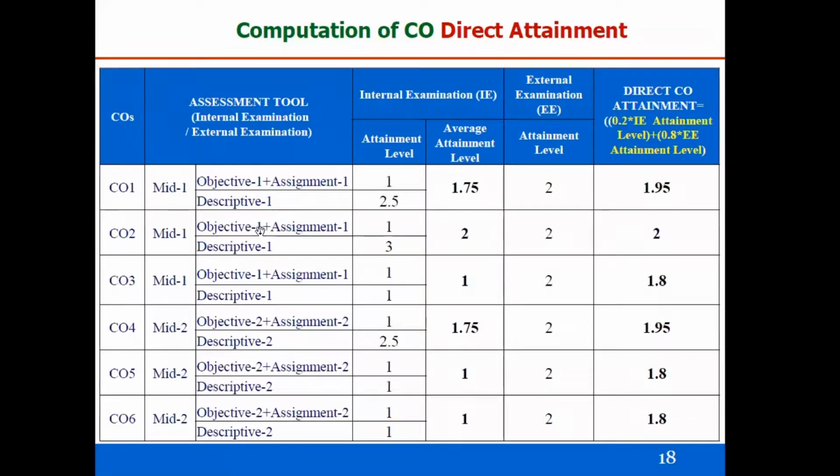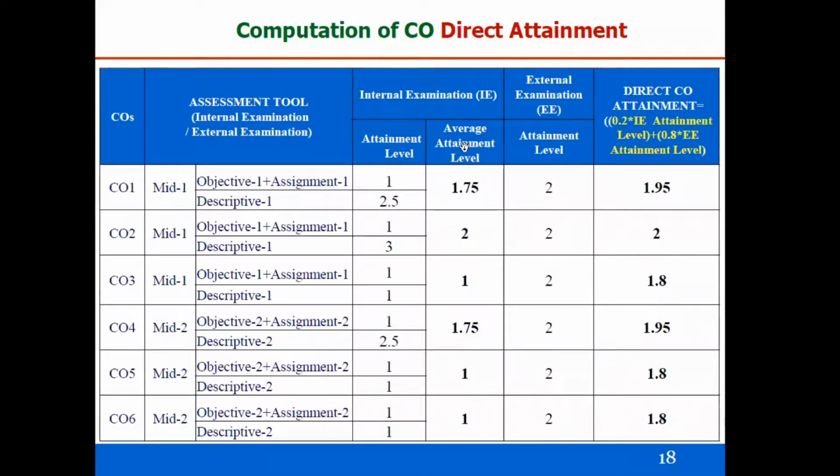Similarly CO2: objective plus assignment level is 1, then descriptive level is 3. 1 plus 3 by 2, so that is 4 by 2. So you will get 2. This is the average attainment level. Then similarly for CO3, 1 plus 1 by 2. So the average is 1. Then CO4, 1 plus 2.5 by 2. So here you will get 1.75. Then CO5, 1 plus 1 by 2. So you will get 1. Then CO6, 1 plus 1 by 2. You will get 1. So these are all the average attainment levels CO-wise.